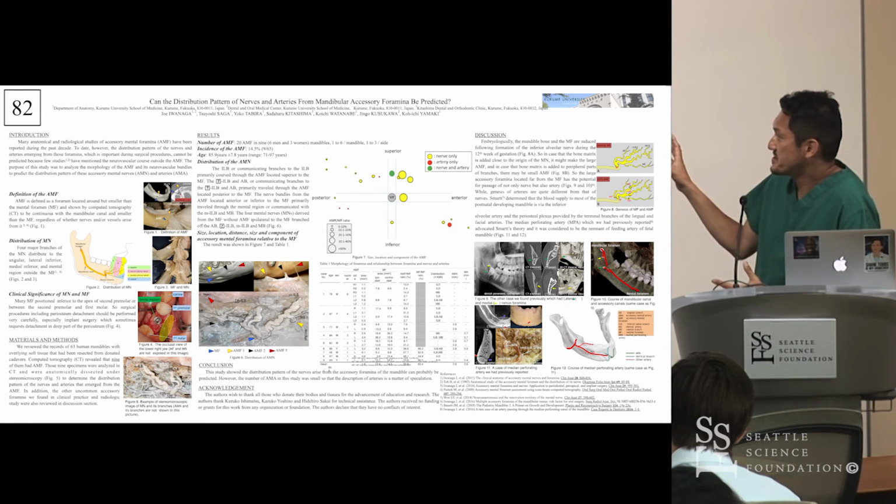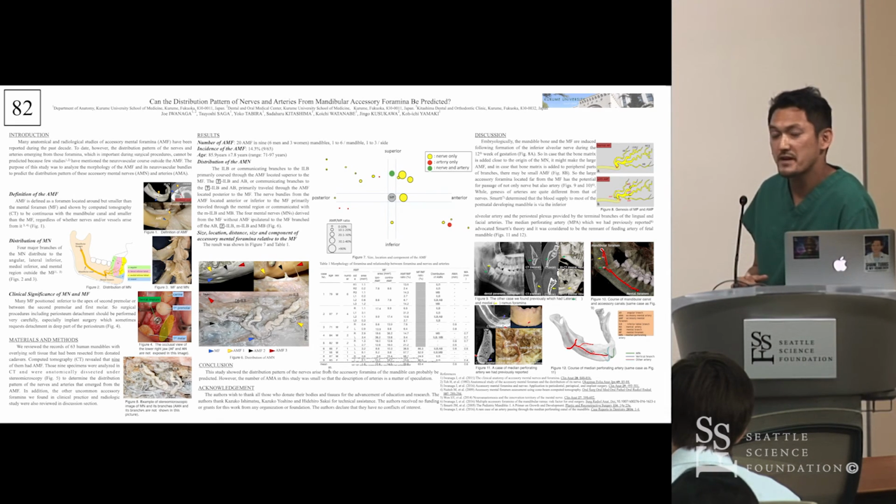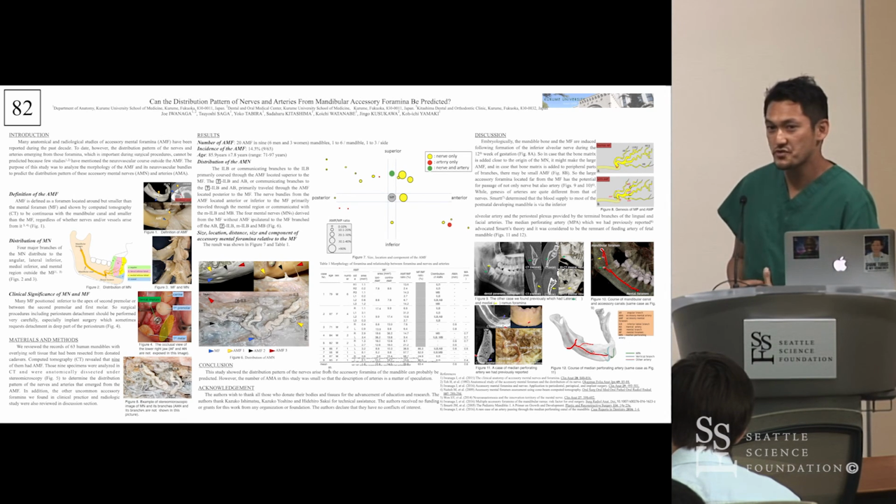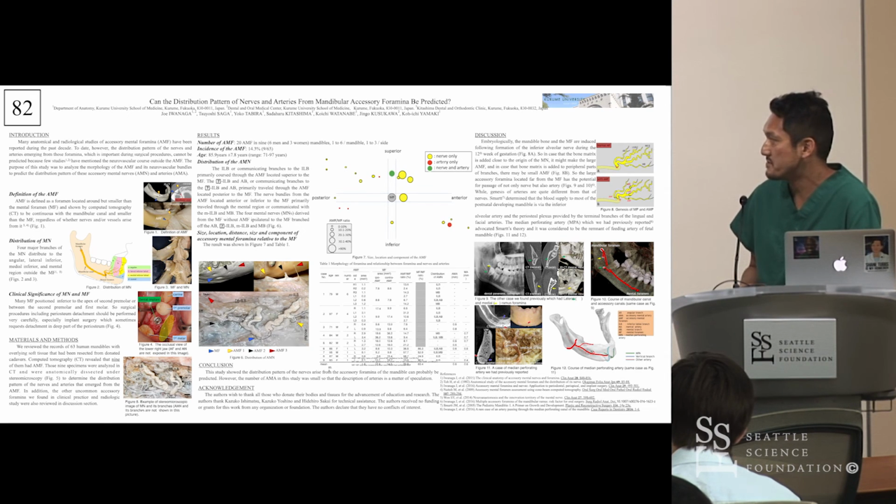So in this research, I found that the accessory mental foramina located close to the mental foramen tend to be large and include the nerves, not an artery. So in the clinical setting, we should avoid injury to the large and close accessory mental foramen of the mandible during surgical procedures such as implant surgery, periodontal surgery, periapical surgery, and oral surgery as well.